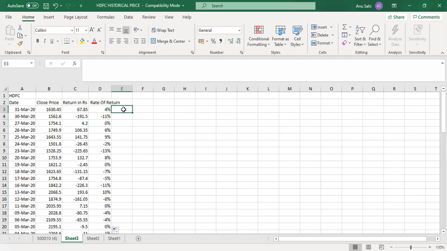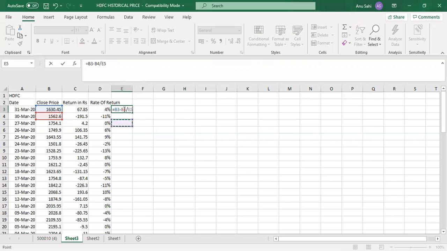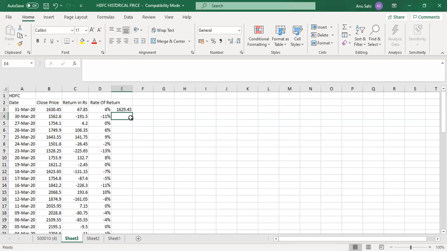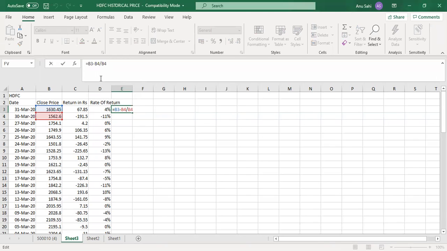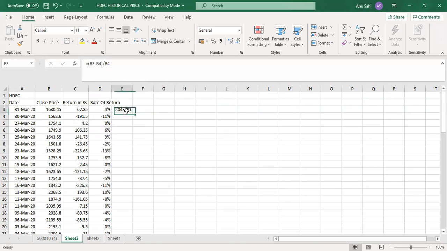Now let me tell you the common mistake that students make when they are using Excel for the first time. The formula for rate of return is equal to closing price. Students will put simply closing price minus opening price divided by opening price, and then they will say, ma'am, my answer is 1629, yours was 4%. So what is the mistake over here? I have not used the brackets, right? I need to be very particular about this. If I keep it in percentage, it will come to this, right?